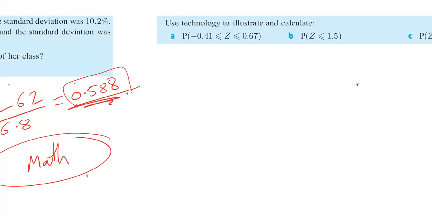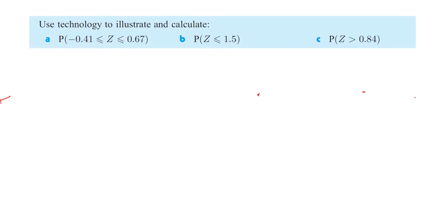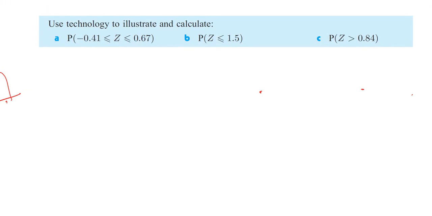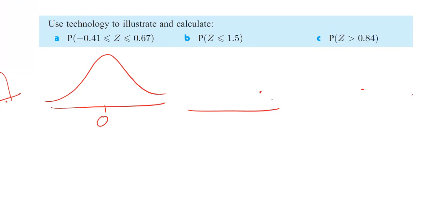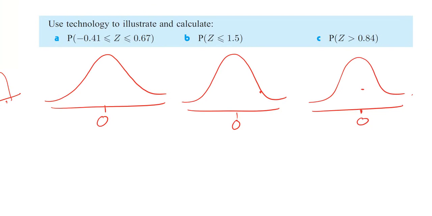Now, let's go on to question 2. This is a really simple question, because I'm not going to go through it in too much detail, as it's exactly the same as the last lesson. We have to use technology to illustrate and calculate certain probabilities in a z distribution. So notice in this question that we have z rather than x. That just means that for each one of these questions, we have a mean of 0 and a standard deviation of 1.